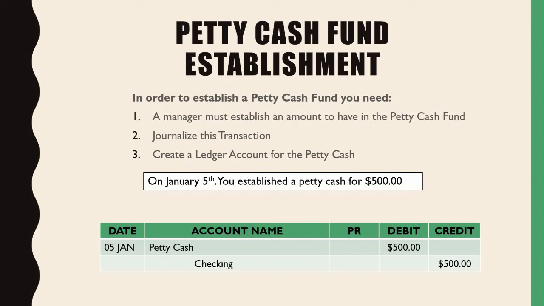They're going to be creating a ledger account for it. Okay, so again, on January 5th, you establish a petty cash for $500. So when you establish, you are going to debit your petty cash, and of course, where is the cash going to come from? Well, either you had cash laying around, or you have to write a check out from your bank and then put the money in there.